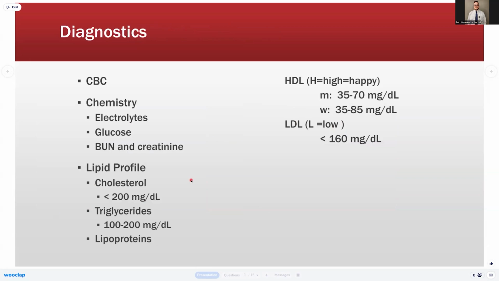Other diagnostic tools, a complete blood count, chemistry, so basic metabolic panel that looks at glucose and electrolytes, BUN and creatinine, because if blood flow is affected, the kidneys are one of the first organs to get affected by that. Kidneys need a lot of blood flow. Lipid panels looking at cholesterol levels overall, triglycerides, HDL, and LDL. So always want to know these.